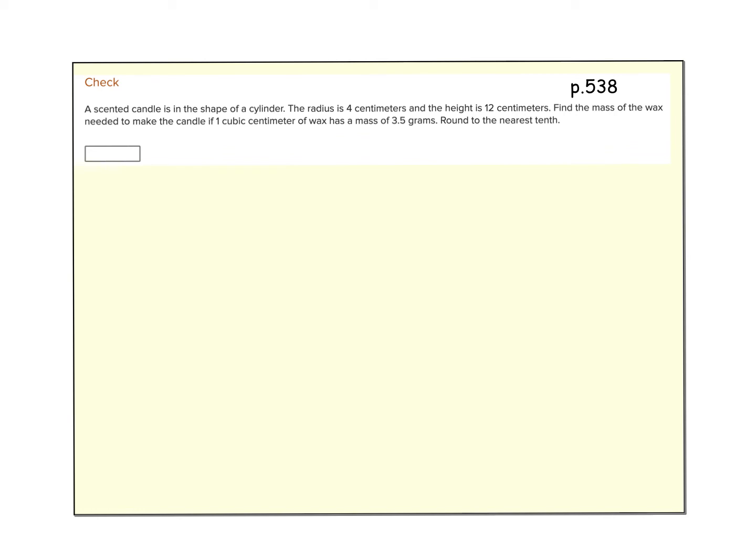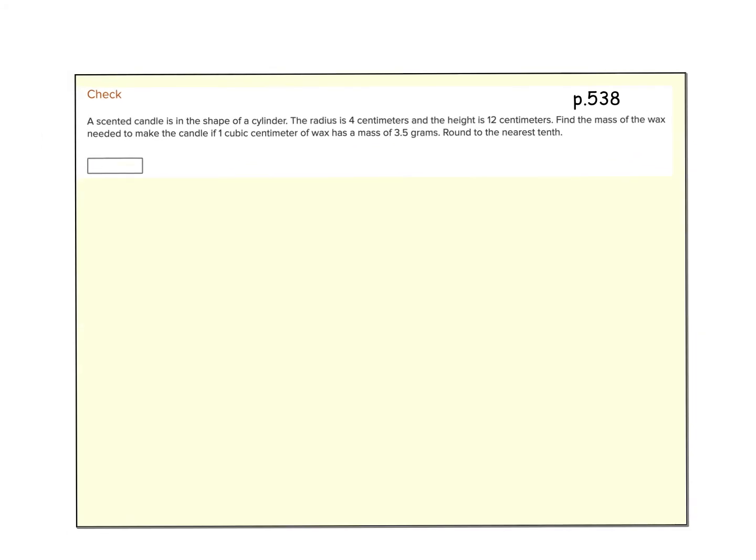All right, so it says a scented candle is in the shape of a cylinder. So hopefully you just drew a scented candle or a cylinder. It doesn't actually need to look like a candle. It says the radius is 4, so that's halfway across. I'll just label 4. The height is 12, so I'll put my height here from base to base is 12. It says find the mass of the wax needed to make the candle if every 1 cubic centimeter of wax has a mass of 3.5 grams, and then round to the nearest tenth.